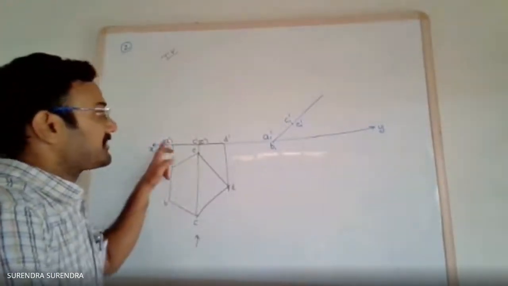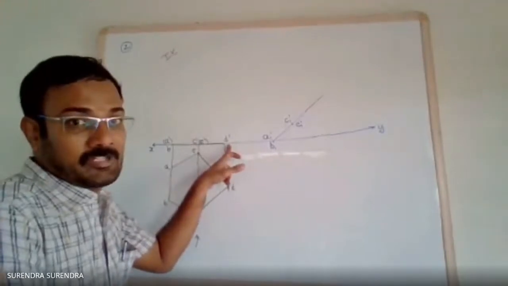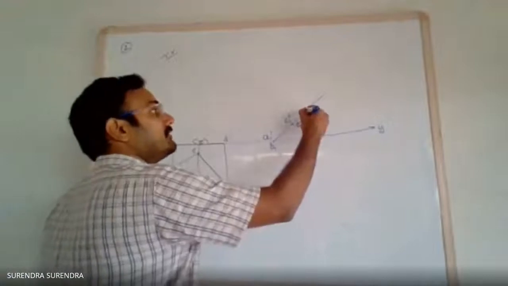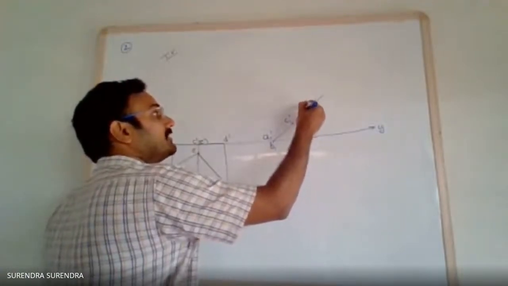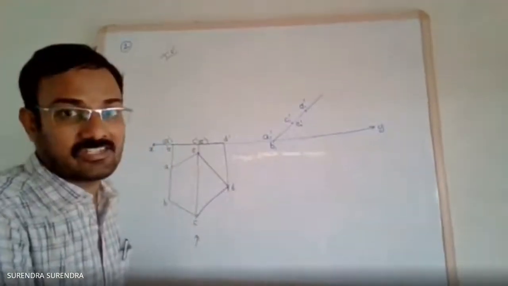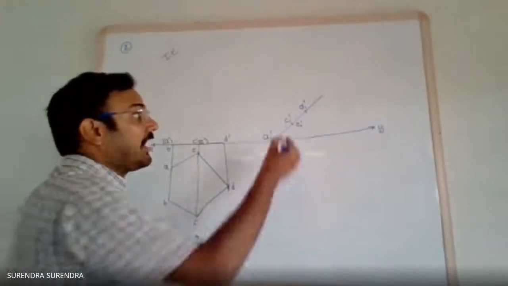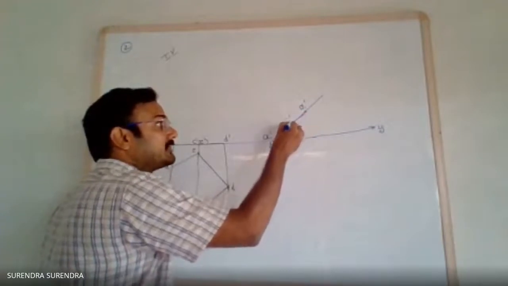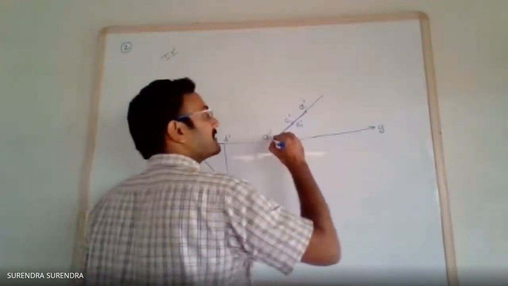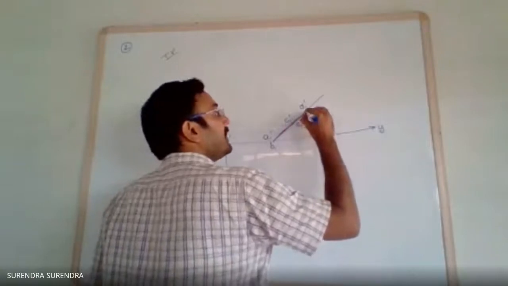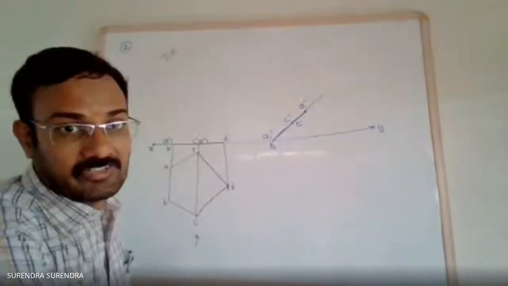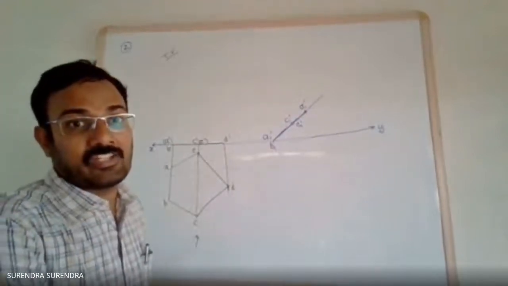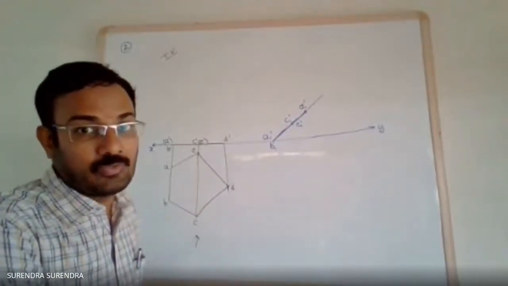Next, measure the distance from A to D. With A as center, draw an arc to get the points D1 dash. Highlight this line only from A to D, means with HB, and leave the remaining lines with 2H. Now, this is the position when the surface is inclined at 45 degrees to HP.